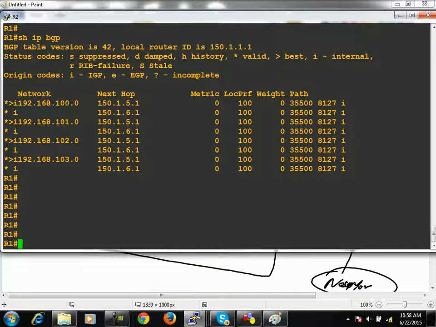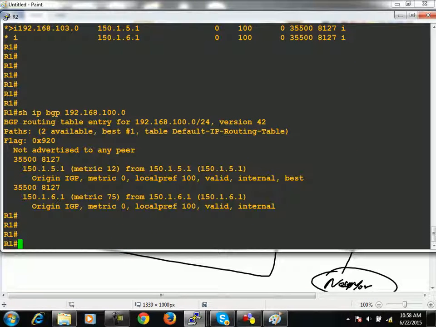So what is the cost to reach the loopback of R5 and what is the cost to reach the loopback of R6? To see that, do one thing: say show ip bgp 100.0, so that it will show you detailed information. It will display information in more detail. See, via R5 its metric is what? To reach R5, and to reach R6 its metric is what? So the lower metric is via R5. That's why its best path is now via R5.